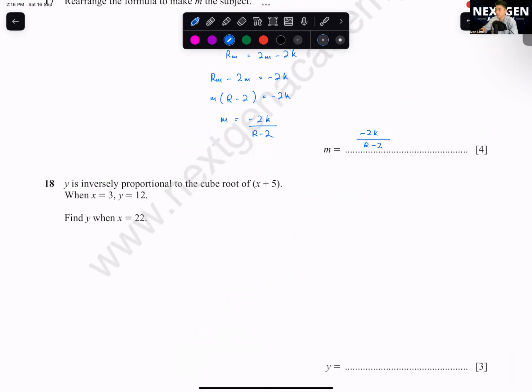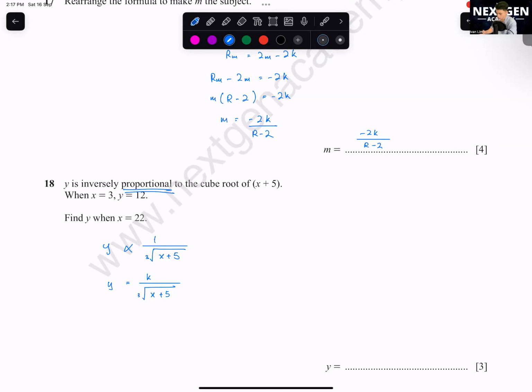Question 18. Y is inversely proportional to the cube root of x plus 5. Let's convert this into an equation first. Inverse means 1 over cube root of x plus 5. This is a proportional type of question. Proportional, varies, all these are the same type of question. How to convert the fish symbol into an equation? You write k. So y equals k over cube root of x plus 5.